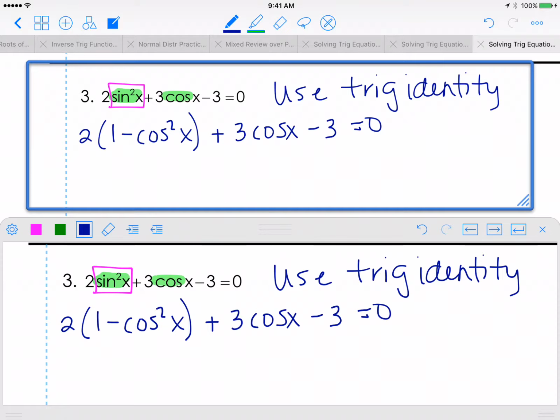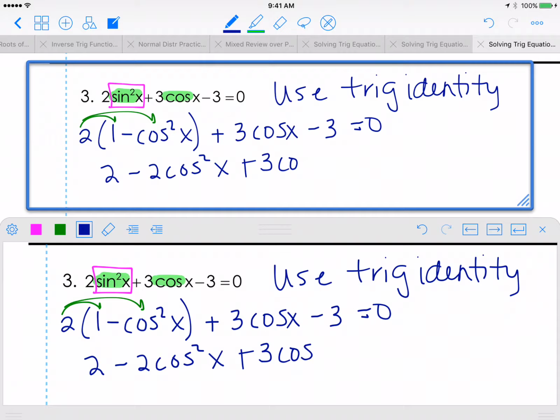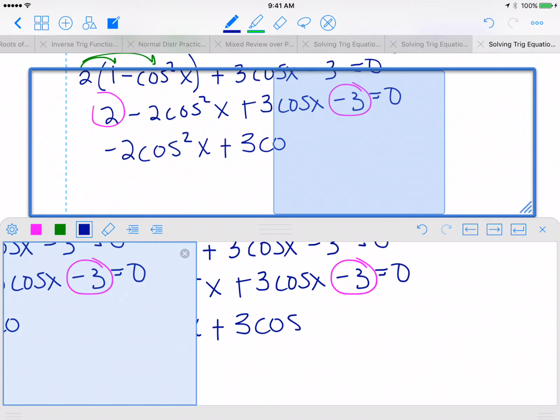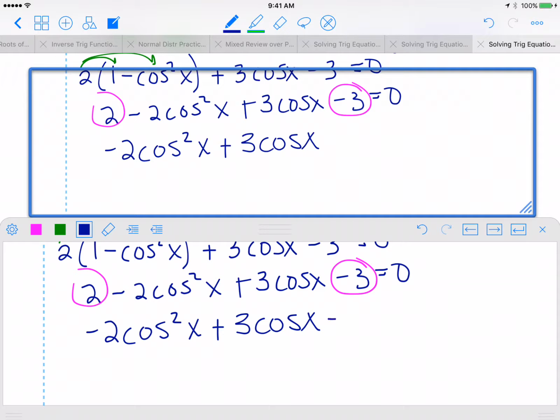And so what's next? Well, my thought is to distribute this 2 across here. So we get 2 minus 2 cosine squared x plus 3 cosine x minus 3 equals 0. Next, I would say let's combine like terms. Well, we've got 2 minus 3. So now we have negative 2 cosine squared x plus 3 cosine x, and then we have a minus 1.